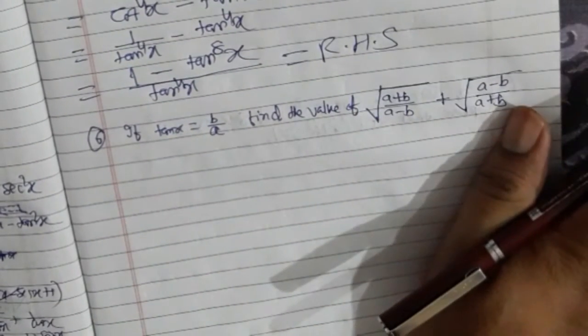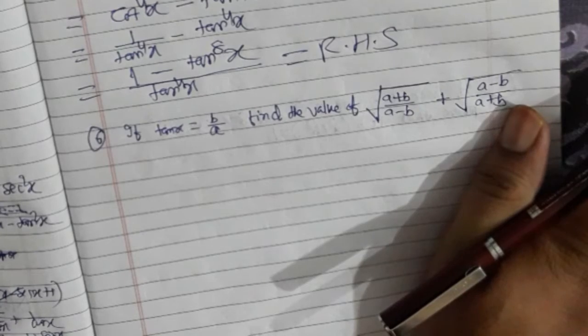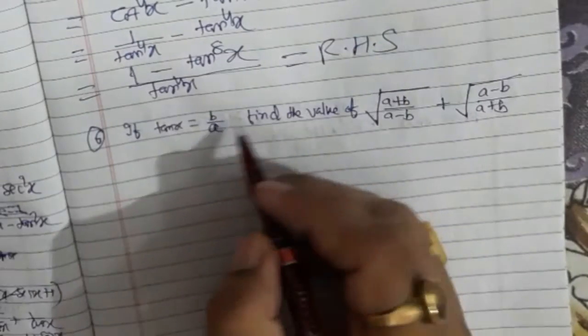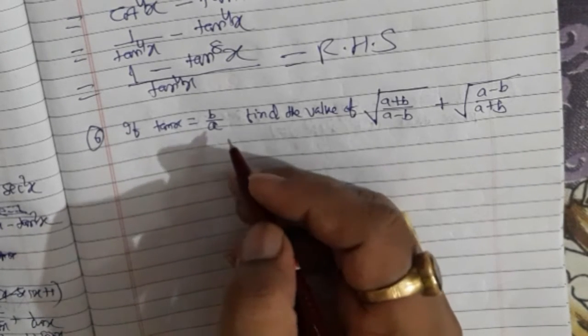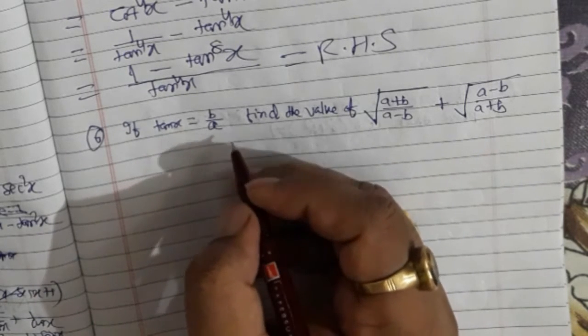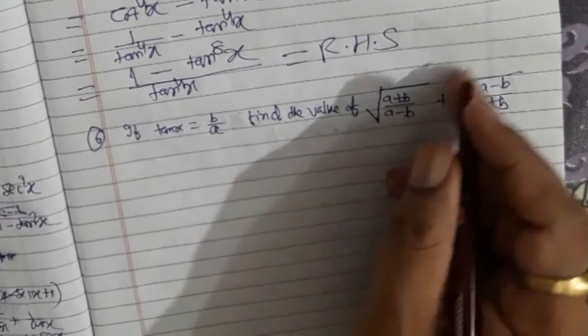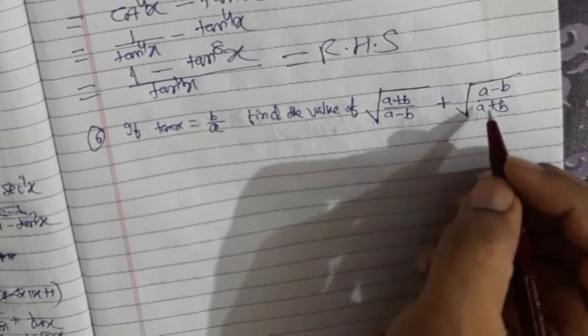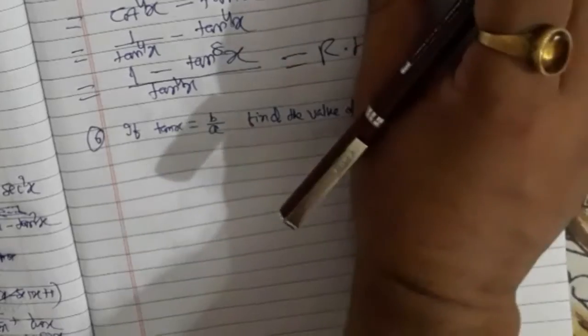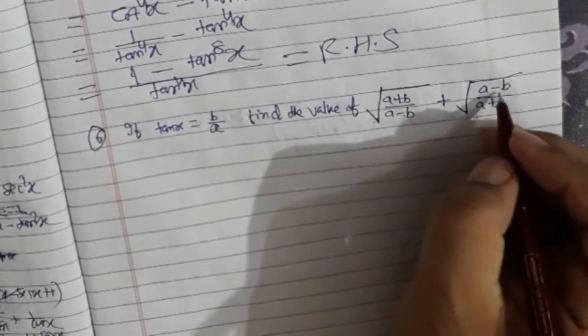Now please see this problem number C. This is again a very important question. Here we have been given tan x is equal to b by a, and we have been asked to find the value of root of (a plus b) by (a minus b) plus root of (a minus b) by (a plus b).